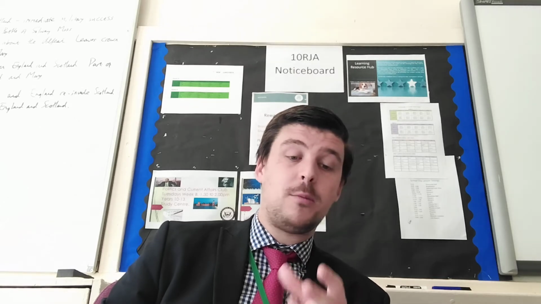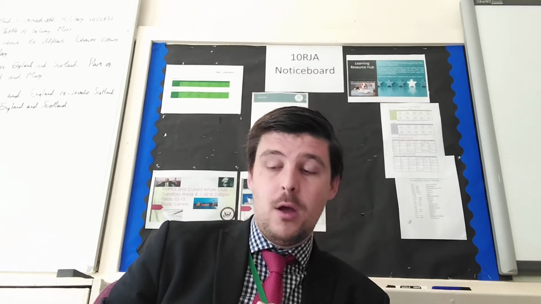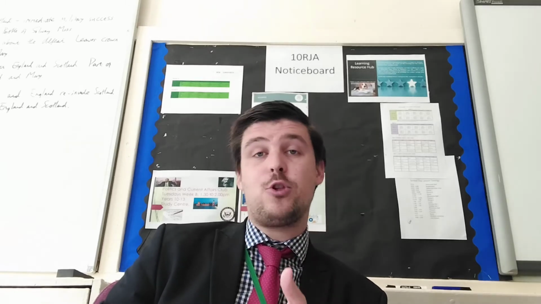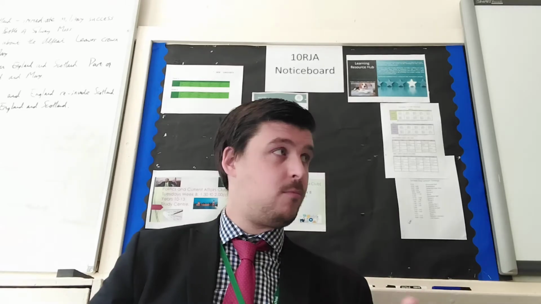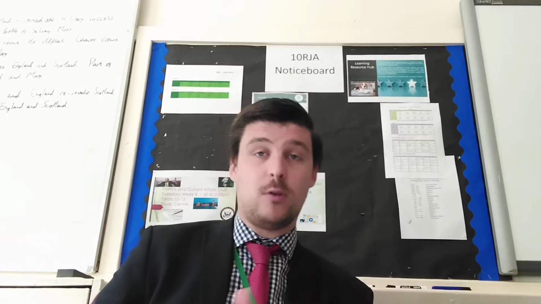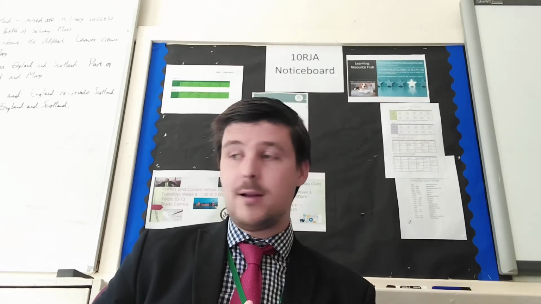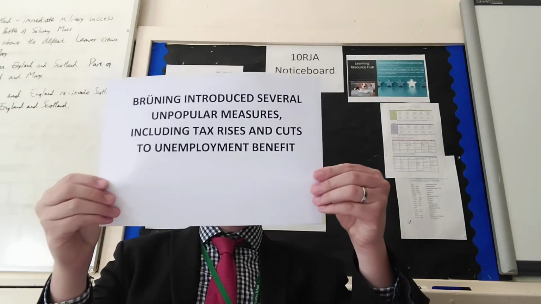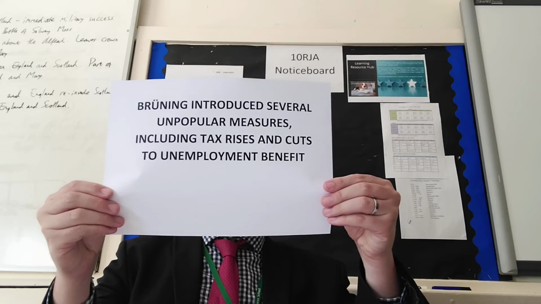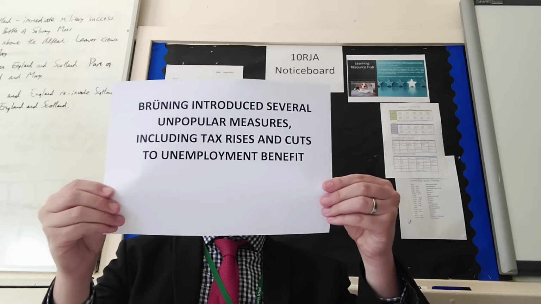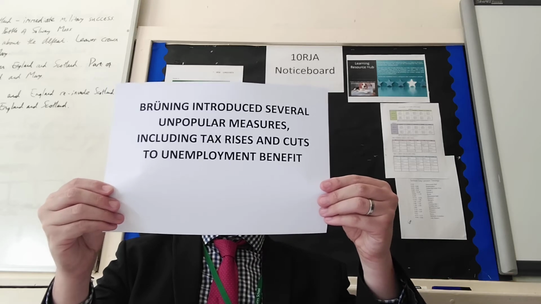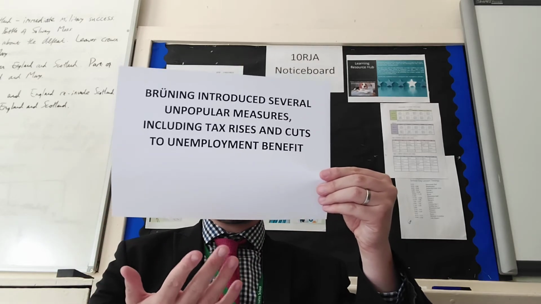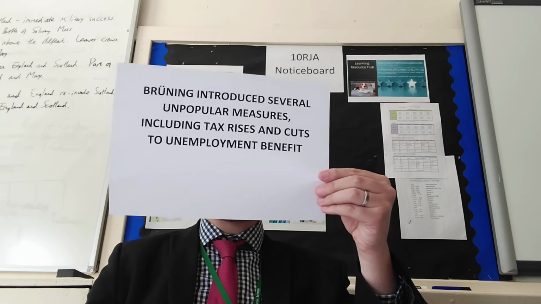One thing that really affected the majority of people in Germany at this time were the subsequent measures taken by the Chancellor, Brüning. Obviously, this creates a huge crisis in Germany, so the Chancellor, Brüning, has to act. Now, what he did was he introduced several unpopular measures, including tax rises and cuts to unemployment benefits. So essentially, to save money, there were so many people unemployed, and Brüning said, well, we're going to have to cut the amount that we give in unemployment benefit.